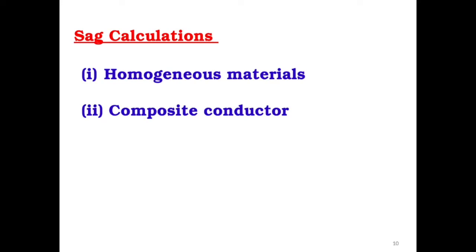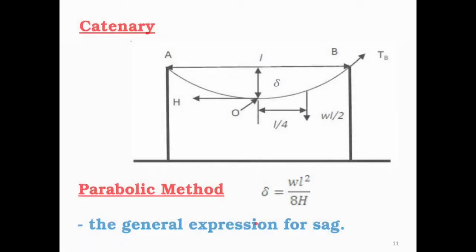Maybe the span can be 200 meter, 300 meter, or 400 meter. But for homogeneous material, we can learn that part in these days. But we need to remember again that in modern days, we never use a homogeneous conductor for transmission line at all. But it's for learning purposes, we are going for this one.